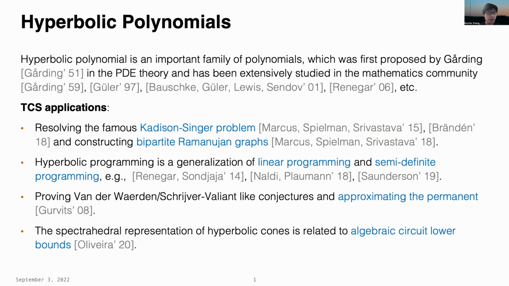For example, it serves as a key component in proving the famous Kadison-Singer problem, and also in constructing bipartite Ramanujan graphs. Also, hyperbolic programming in optimization theory is the generalization of linear programming and semi-definite programming. And Gurvits found that hyperbolic polynomials are important in approximating the permanent, which is an important problem in sampling and counting. Moreover, recently, it is discovered that the spectrahedral representation of some particular hyperbolic polynomial is related to algebraic complexity.